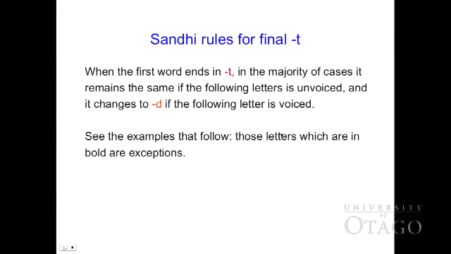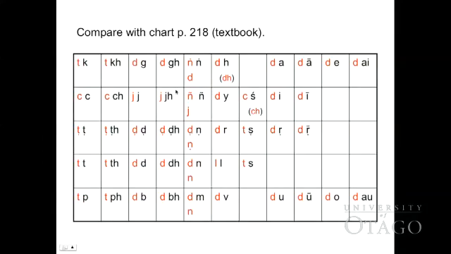The next Sandhi rule for final T. When the first word ends in T, in the majority of cases, it remains the same if the following letter is unvoiced, and it changes to D if the following letter is voiced. So see the example that follow the letter from this chart. You can see this is unvoiced, no change, unvoiced, no change, unvoiced, no change, except for this one and this one. We'll explain later in the next slides.